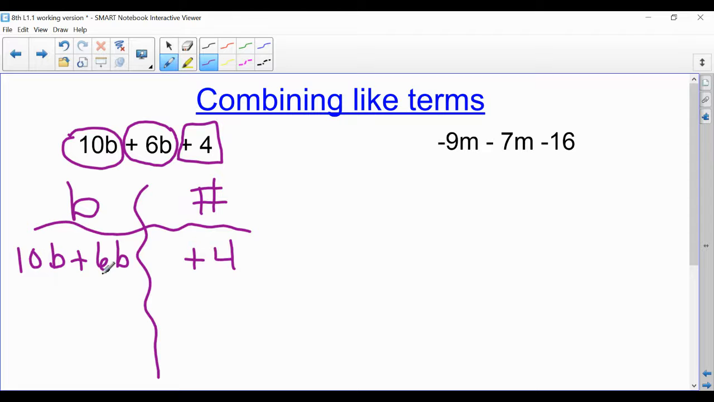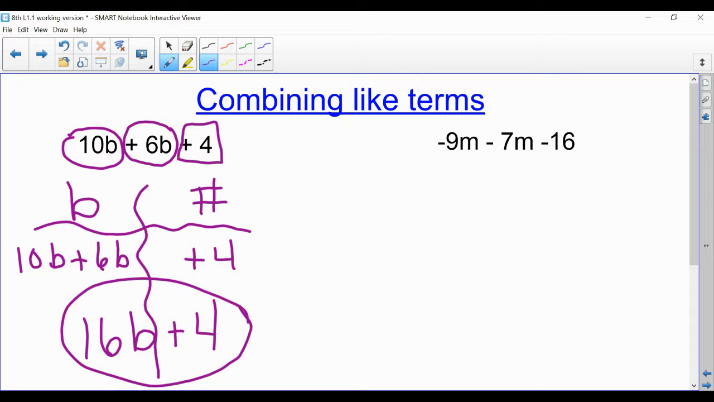So 10b plus 6b, well, if I have 10 b's and I add 6 b's to them, I have 16b. And then in this column, I just have plus 4. So this is my final answer.